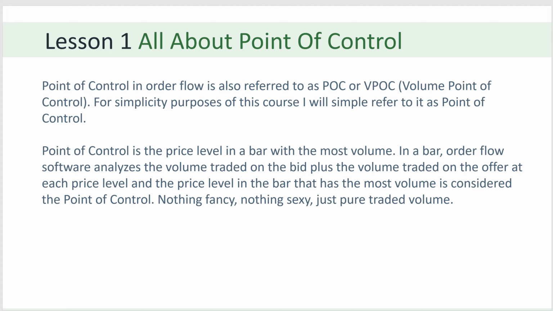Now, in a bar, order flow software is going to analyze the volume traded on the bid plus the volume traded on the offer at each price level. And the price level in the bar that has the most volume is considered the point of control. It's the point of control for that bar. It's nothing fancy, it's nothing sexy, it's just pure traded volume. Everyone always likes to have all sorts of fancy mathematical equations to try and figure stuff out. Point of control isn't any mathematical equation other than adding the bid volume and the offer volume. That's the only mathematical formula that goes into it. But other than that, it's just pure traded volume.